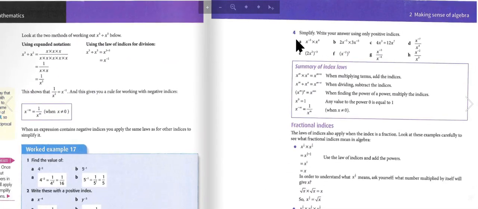Question 4. Simplify. Write your answer using only positive indices. x to the power of negative 3 times x to the power of 4. x to the power of negative 3 times 3x to the power of negative 3. 4x cubed divided by 12x to the power of 7. x to the power of negative 7 divided by x to the power of 4. 2x squared to the power of negative 3. x to the power of negative 2 cubed. x to the power of negative 3 divided by x to the power of negative 4, and x to the power of negative 2 divided by x cubed.